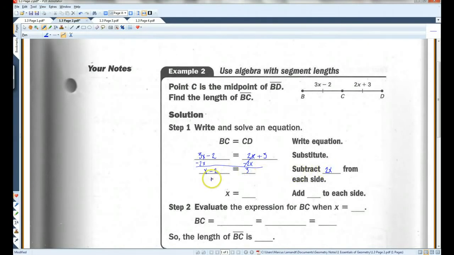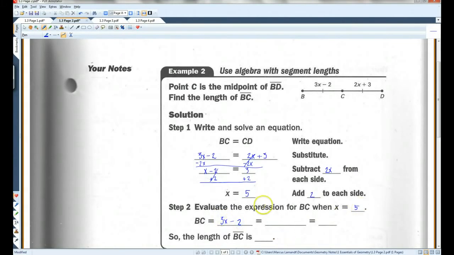Now, I'm going to add 2 to both sides. So over here, the 2's cancel out. 3 plus 2 is 5. I added 2 to both sides. So, we know that x equals 5. But that's not what we're looking for. We're looking for the length of BC. BC is 3x minus 2.